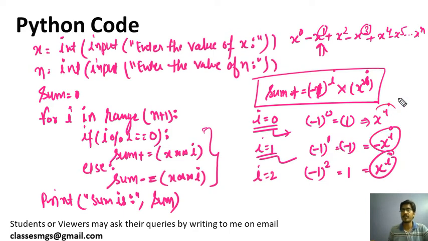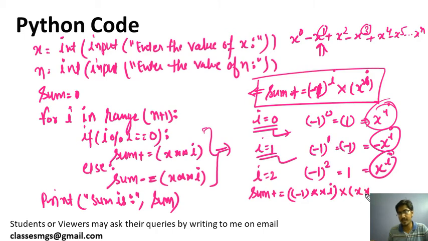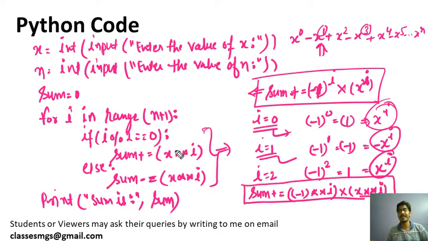So this is how, if you don't want to use the if else condition, you may use this logic also. You can write this logic in a Python statement like this: sum plus equals to minus 1 double star I into x double star I. If you get it, it's okay. If you don't get it, please use this. Some mathematical students might get it. It will be difficult for non-mathematical background students. So this is how this loop will work.